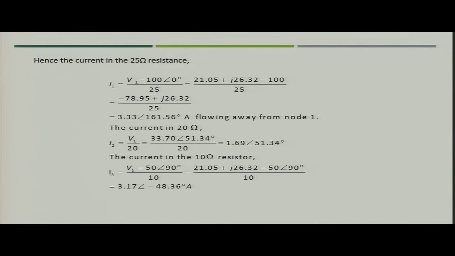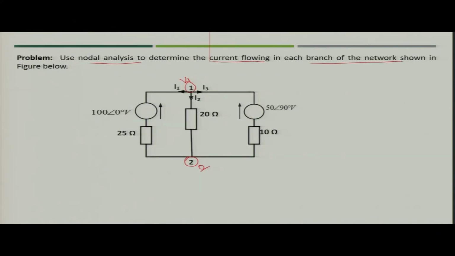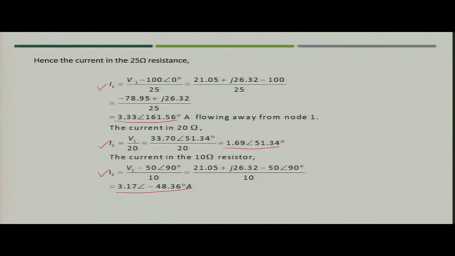So, you have got the value of V1. Simply you have to put the values of V1 in I1, I2 and I3, and when you put the value, you will get the values of currents, right. So, in this way you can easily find out the value of currents. Those are the branch currents in this case, and you can solve the circuit.